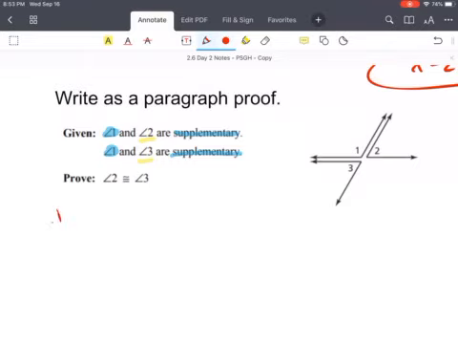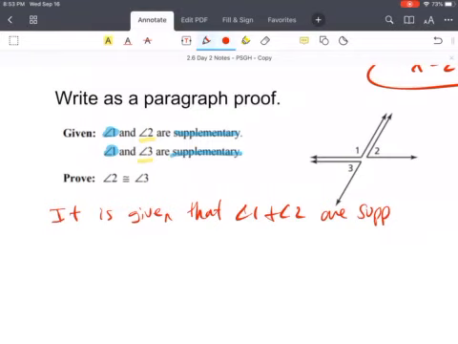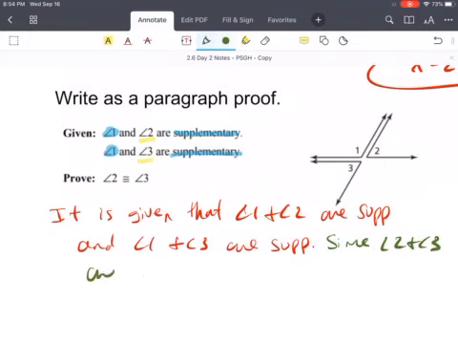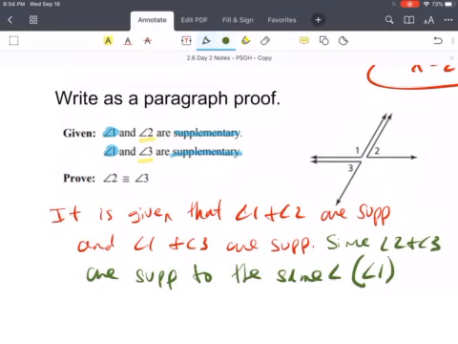So first off, it is given that angle 1 and angle 2 are supplementary, and angle 1 and angle 3 are supplementary. So then I'm going to state, since angle 2 and angle 3 are supplementary to the same angle, and I'll just note angle 1, then go to my conclusion.